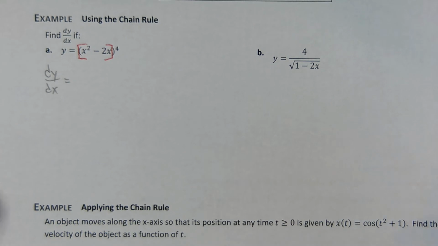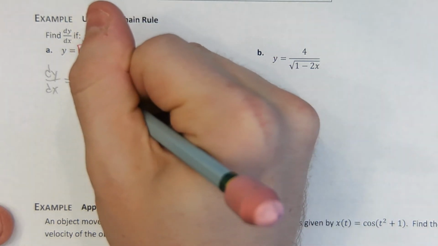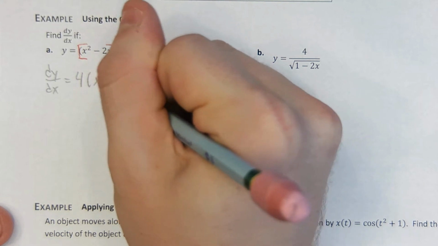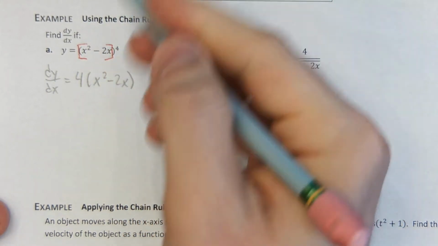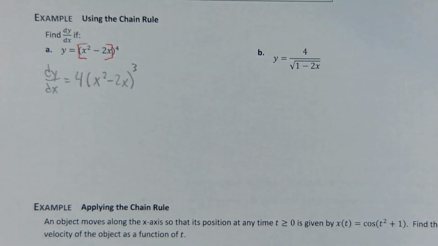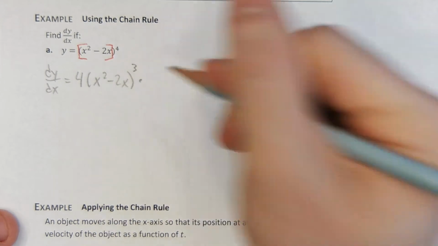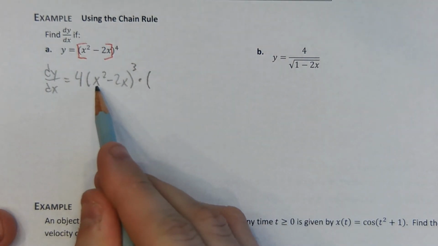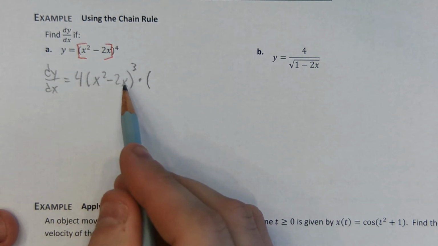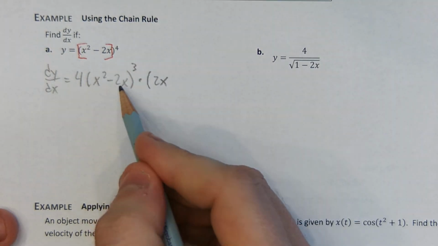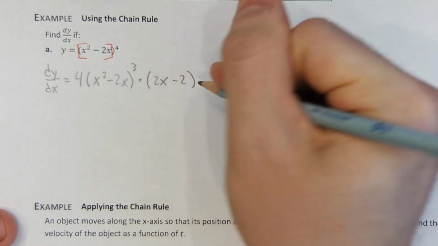So the derivative of the outside says bring the 4 down to the front, just using our power rule, don't touch the inside, and then drop the exponent down by 1. See, we've applied the power rule to the outside. We didn't touch the inside. Now we multiply by the derivative of the inside. And now we just look here and we say, what's the derivative of x squared minus 2x? The derivative of x squared is just 2x, and the derivative of negative 2x is just minus 2.